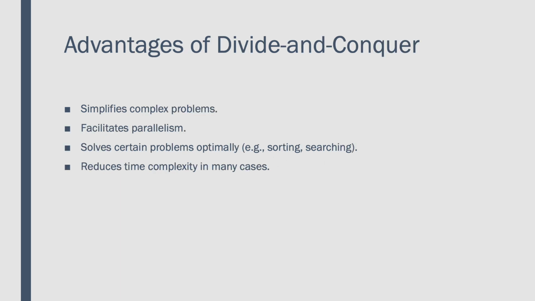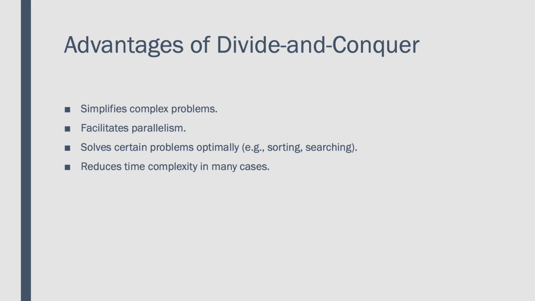Okay, so, advantages of divide and conquer. We now understand the basic steps of divide and conquer, but why is this strategy so widely used? Let's see some major advantages. First of all, it simplifies complex problems. One of the biggest advantages of divide and conquer is that it breaks down large and complex problems into smaller, more manageable subproblems. This makes solving them easier and more structured.